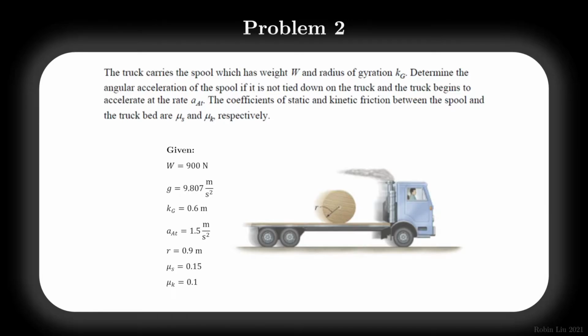The second problem states, the truck carries the spool which has weight W and radius of gyration kg. Determine the angular acceleration of the spool if it is not tied down on the truck and the truck begins to accelerate at the rate AAT. The coefficients of static and kinetic friction between the spool and the truck bed are μs and μk respectively.